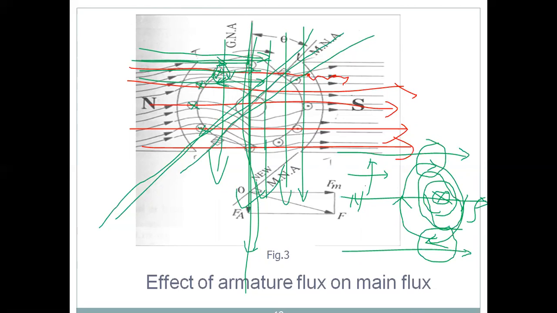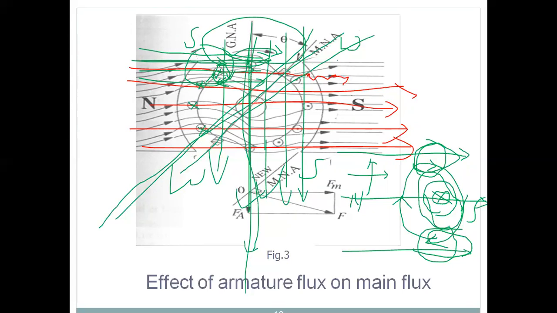There is a cross magnetization taking place. Here, on one side the flux is increasing, and on another side the flux is decreasing, and the net flux is decreasing. Here, flux is weakening. Here, flux is strengthening. Where it is strengthening, this is also strengthening. Here flux is weakening, then this is also weakening. And this is rotating in clockwise direction. You can see here, this is the clockwise direction of rotation.